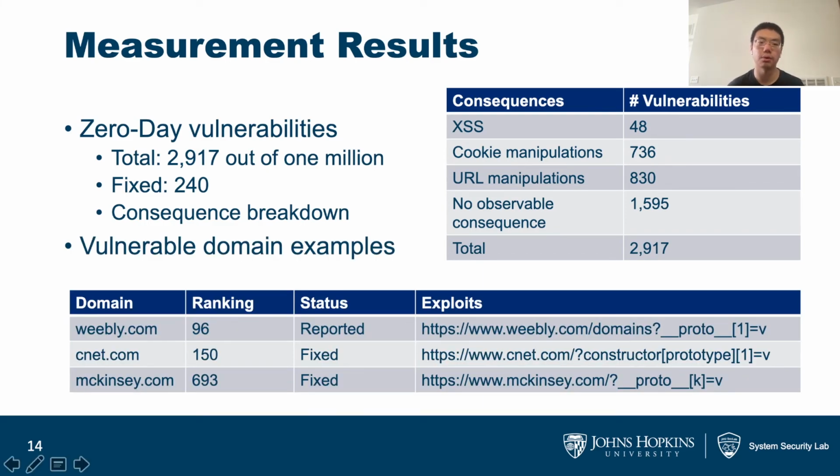Then we provide several vulnerable domain examples. The selected domains are webly.com, cnet.com, and mckinsey.com. The table also lists their rankings, status, and exploit codes. Note that cnet.com and mckinsey.com have already fixed the proliferation vulnerability after we reported to them. mckinsey.com even provided positive feedback, confirmed our discoveries, and fixed the vulnerability in a very short period of time.